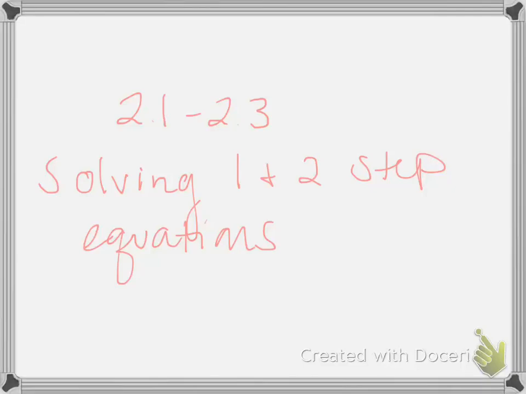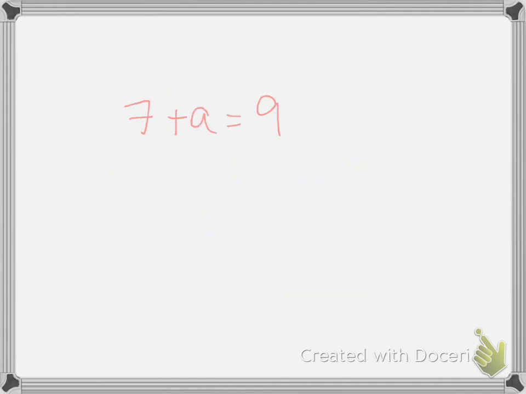So in this video we're doing solving 1 and 2 step equations. When I say solve, it's going to be a variable equals a number, like x equals 1 or m equals 3 or something like that. We're solving so that it gets equal to something. In this, we're trying to get the variable by itself.